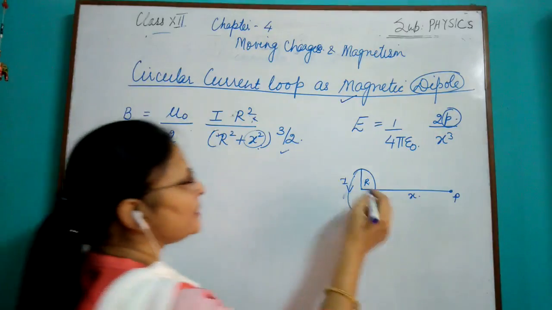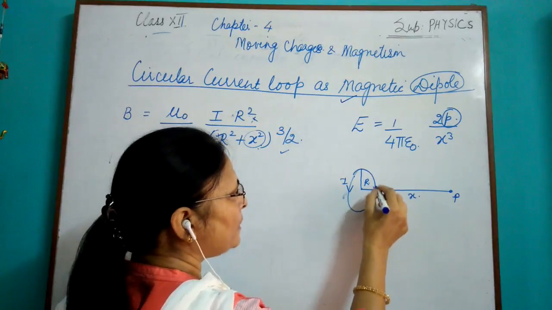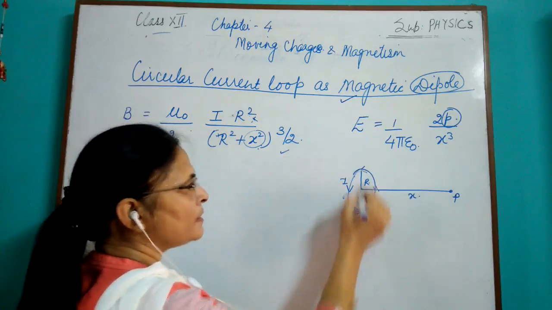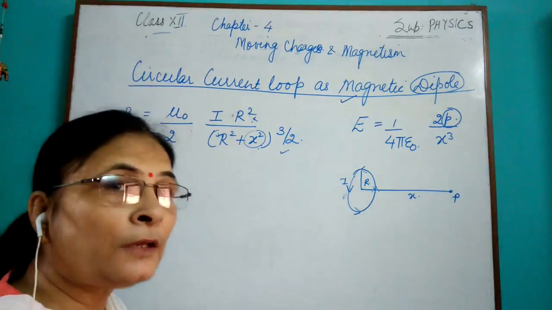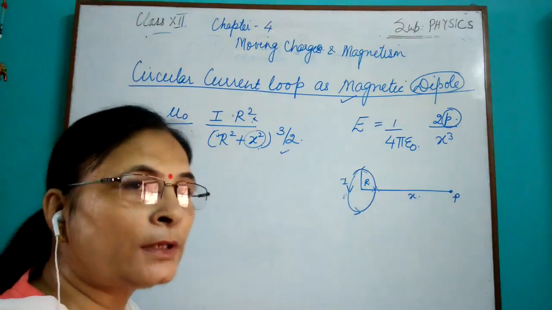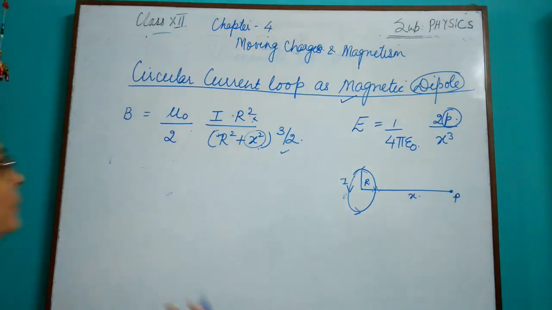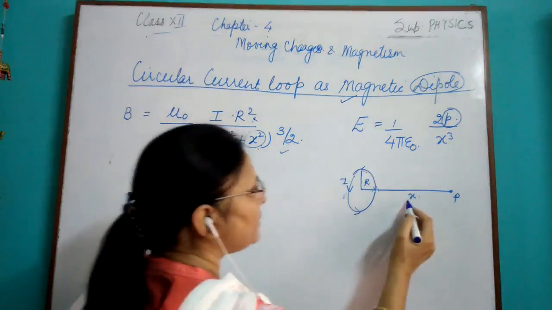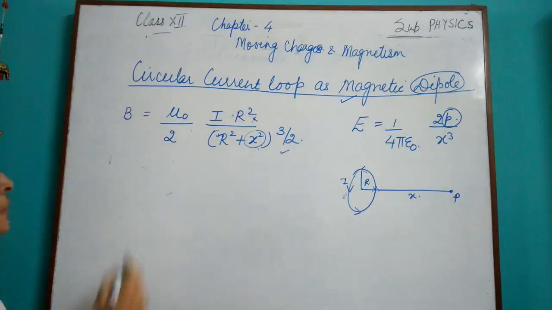Physically also you can see that when a current carrying loop is there, when we take say two opposite sides, the current is exactly in the opposite direction, thereby producing magnetic field in different direction, rather exactly opposite direction. Therefore it will act as a magnetic dipole. So the magnetic field at an axial point at a distance x is given by this expression.